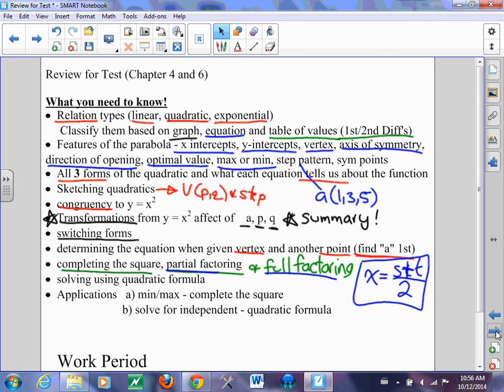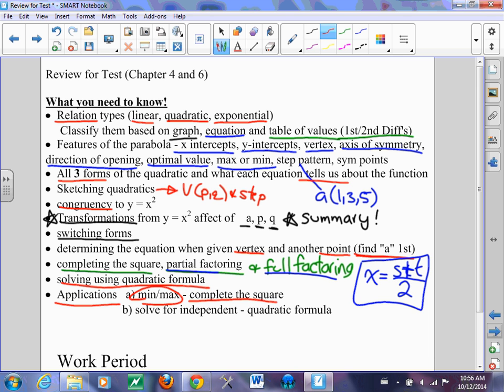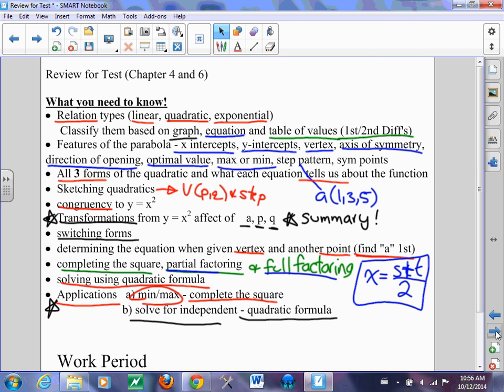Okay, make sure you know how to solve using quadratic formula. I can write that on the board if you need it. I don't expect you to memorize it. And applications. Hey, if it's looking for the min or max, don't forget you're going to complete the square. And if it says to solve for an independent variable, like when did the rocket hit the ground? When was the rocket at 10 meters? Use quadratic formula. Okay? So ladies and gentlemen, please make sure you know what operations to do for your applications.